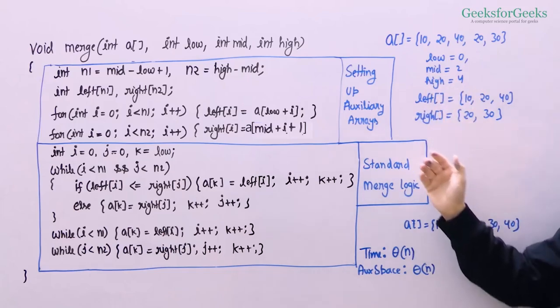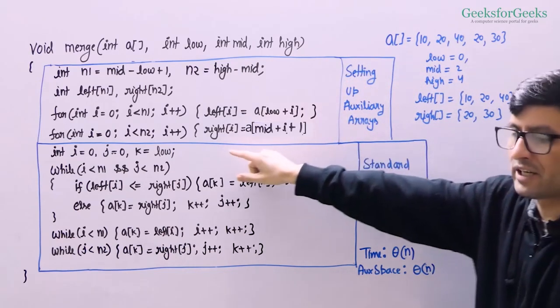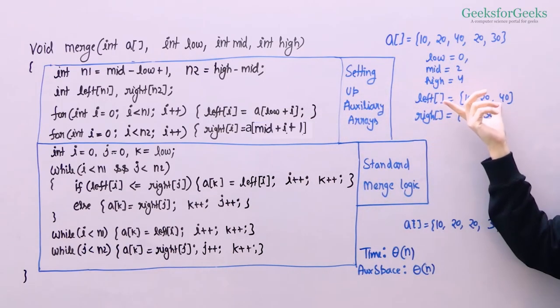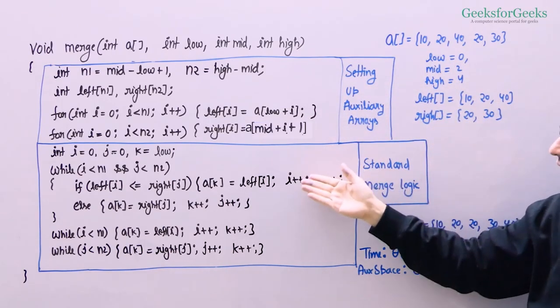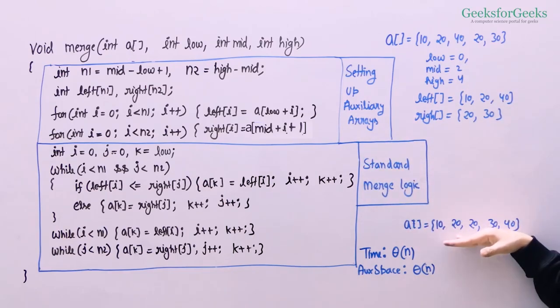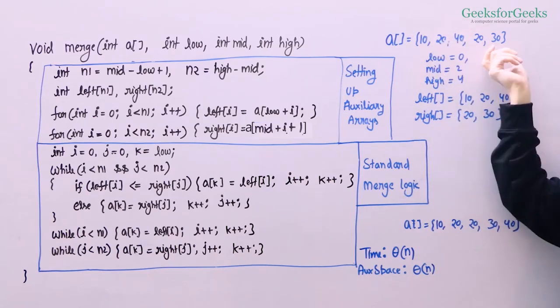So if you are given this array, this part of the code is setting up left and right temporary arrays. So after you execute this part, your left and right arrays would be this, and this part is now merging left and right arrays into an original array A. So after this part, your A will become this. This was your input A, and now it becomes this. These two sub-arrays are merged.